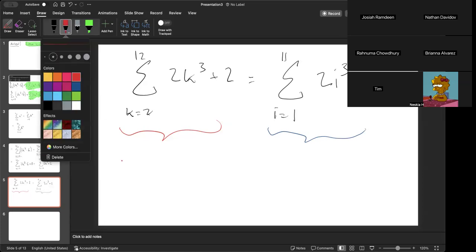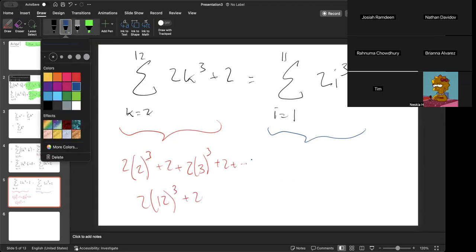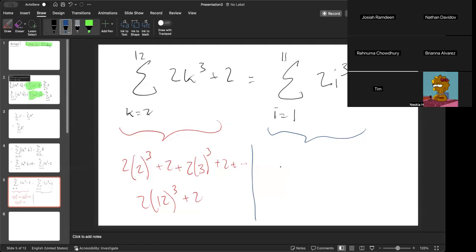So let me do the red one first. This is 2 times 2 cubed plus 2, plus 2 times 3 cubed plus 2, plus all the way up to 2 times 12 cubed plus 2. Whereas this one, the one on the right, would end up being 2 times 1 cubed plus 2, plus 2 times 2 cubed plus 2, plus all the way up to 2 times 11 cubed plus 2.